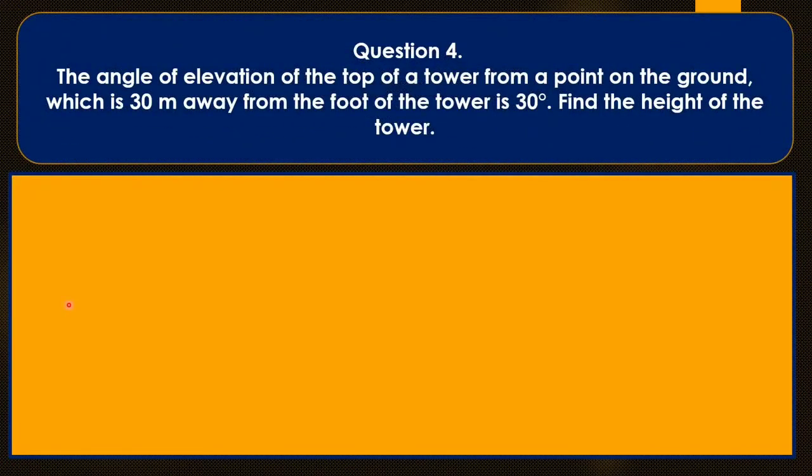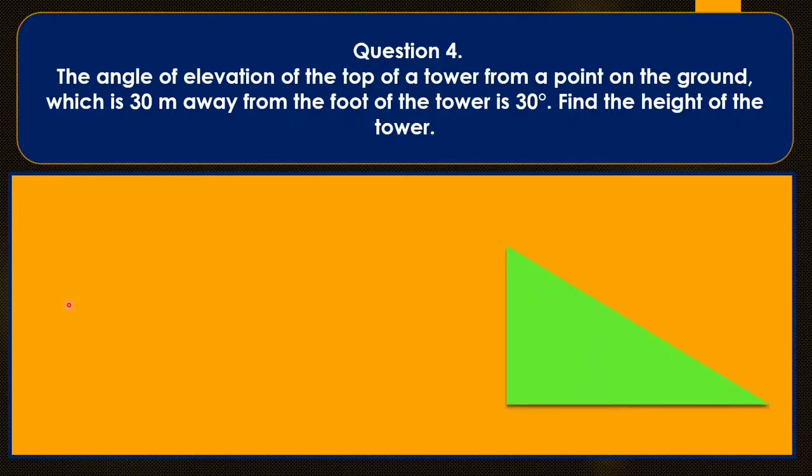Now students, we will consider question number 4, which says the angle of elevation of the top of the tower from a point on the ground, which is 30 meter away from the foot of the tower, is 30 degree. Find the height of the tower. So again, first of all we'll make a correct diagram.